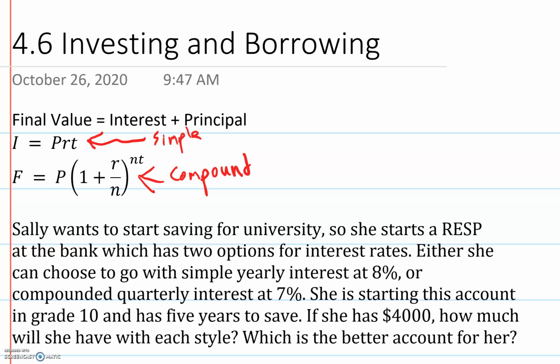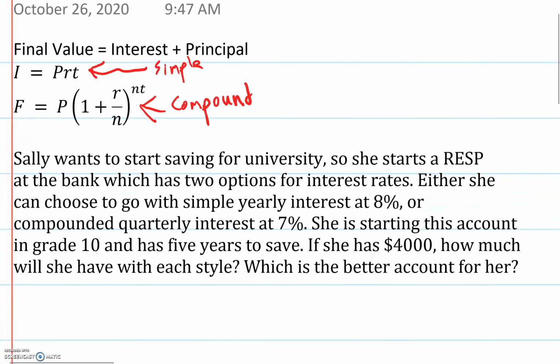We have these different formulas, but we have to recognize that they give different values and different meanings. The first one is simple interest, and this formula only gets me the interest, not the final value. So you'd have to add the principal back in. Whereas our second one shows us our final value, interest plus principal. It does both. So keep that in mind as we move forward.